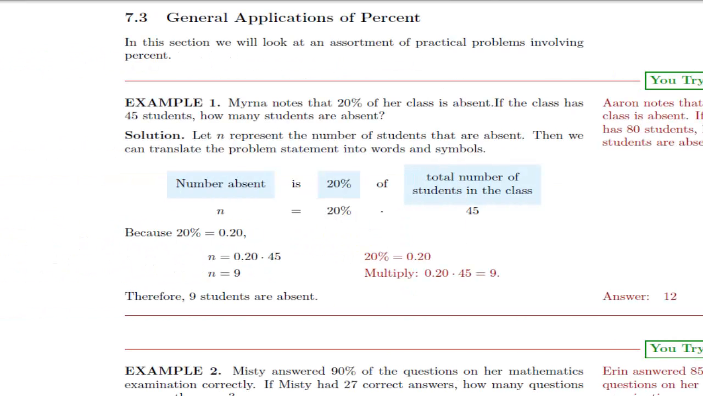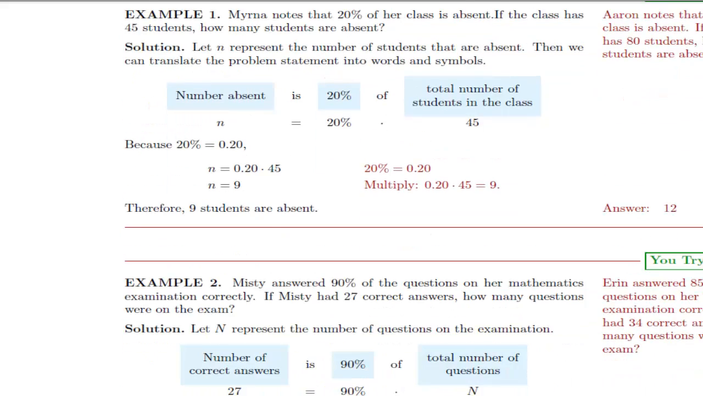Example 1. Myrna notes that 20% of her class is absent. If the class has 45 students, how many students are absent? Solution. Let n represent the number of students that are absent. Then we can translate the problem statement into words and symbols. The number absent, or n, is equal to 20% of or multiplied by total number of students in the class, which is 45. Because 20% equals 0.20, n equals 0.20 times 45, and 0.20 times 45 is 9. Therefore, 9 students are absent.